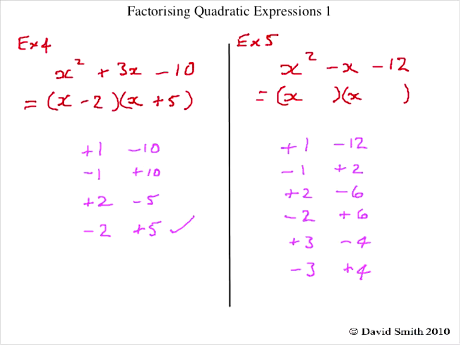Now, what do we want this pair of factors to add up to? Well, let's see, we've got minus x, which means minus 1x. So I want a pair of factors that add up to minus 1. So that will be plus 3 and minus 4, to give us the factors of x squared minus x minus 12.